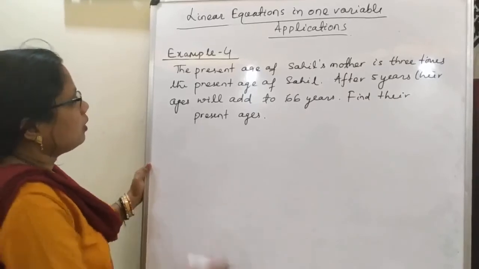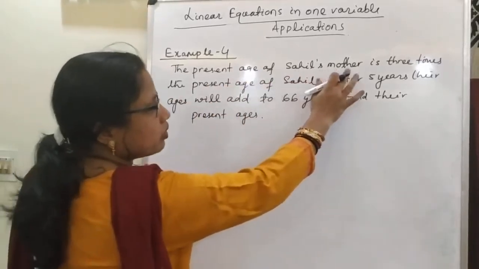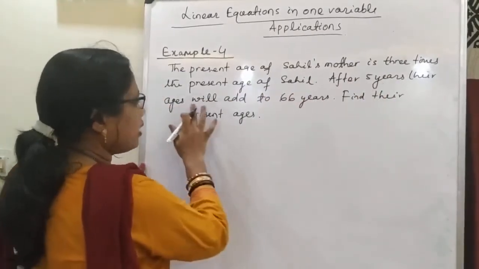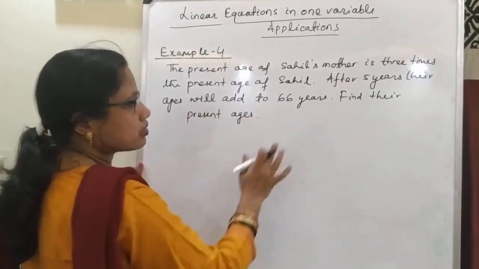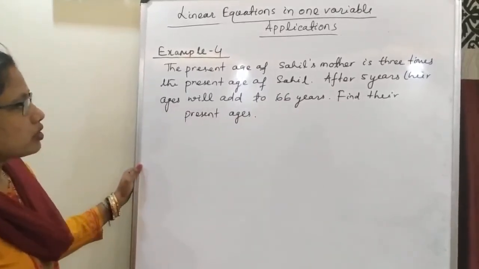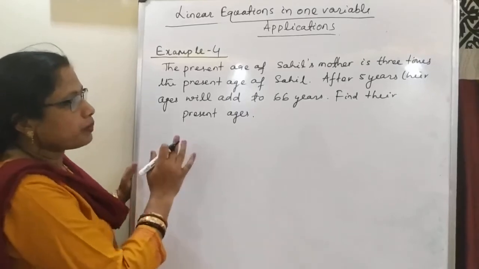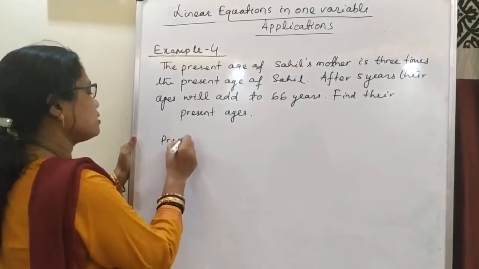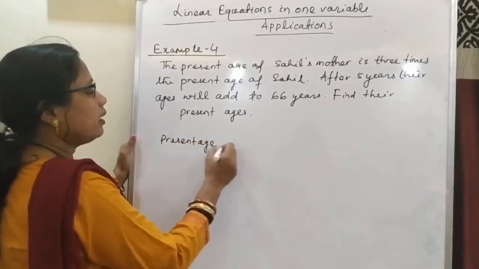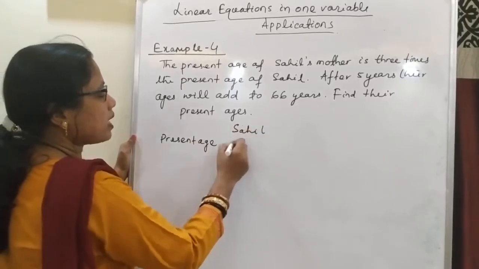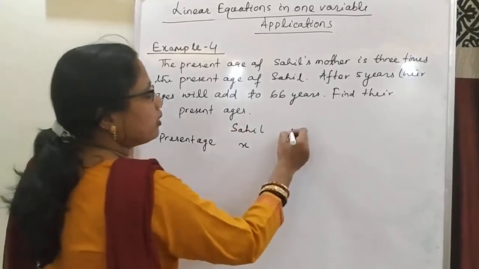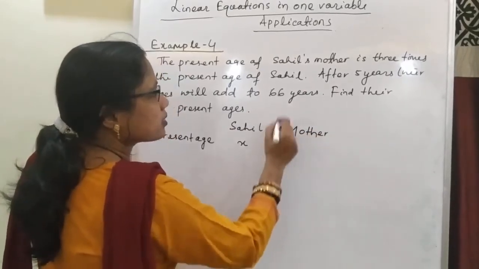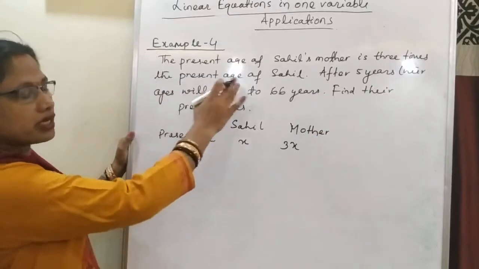Next question. The present age of Sahil's mother is 3 times the present age of Sahil. After 5 years, their ages will add up to 66 years. So find their present ages. So here we have to take the present age of Sahil as x. Let the present age of Sahil be x years and the present age of his mother be 3x, because it is 3 times the present age of Sahil.